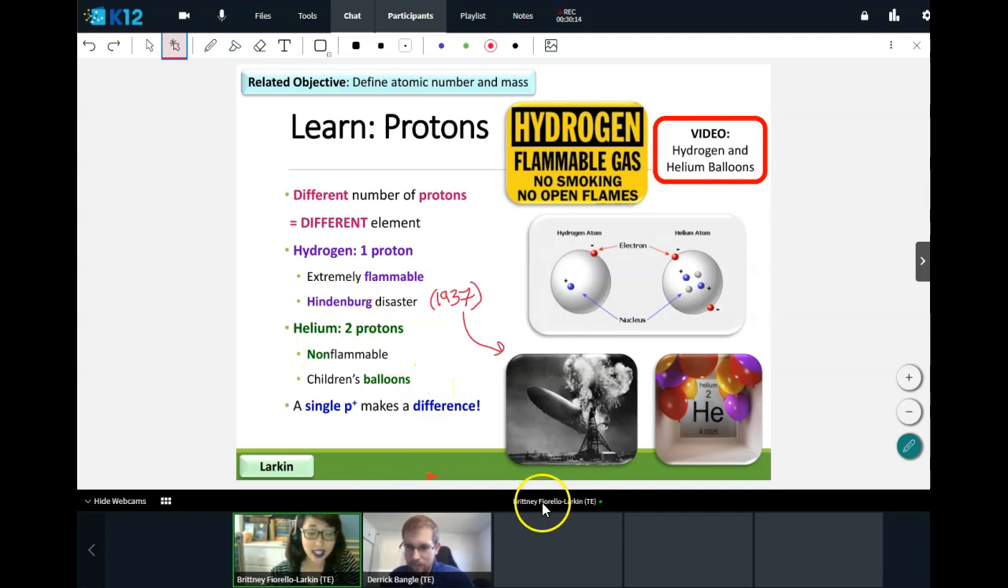So the main idea here, the most important thing to understand, is a single proton makes a huge difference. Protons matter for identity. Protons matter for characteristics. This is number 3. Please fill in the blank with the word single, only the word single. Make sure you spell it correctly. You have 20 seconds to raise your hands.